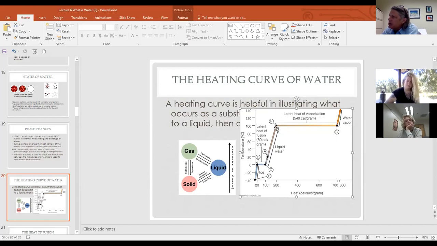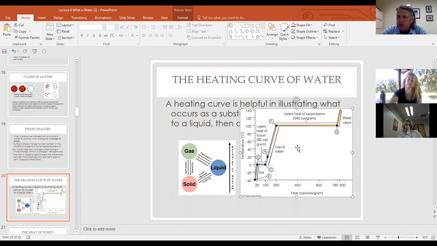Your phase change here, adding heat, is your boiling or vaporization, and then cooling is condensation. You can see the latent means hidden, because temperatures aren't changing when that heat is being exchanged at the phase change point. It's only 80 calories per gram to melt ice, or negative 80 to make ice. It's 540 to vaporize water, or negative 540 to condense water.